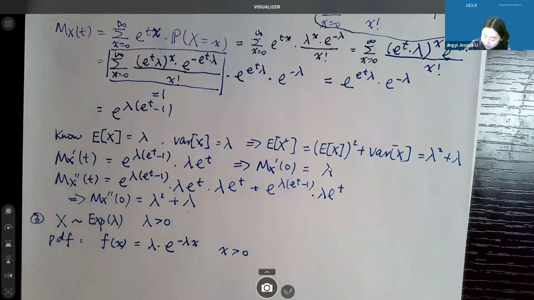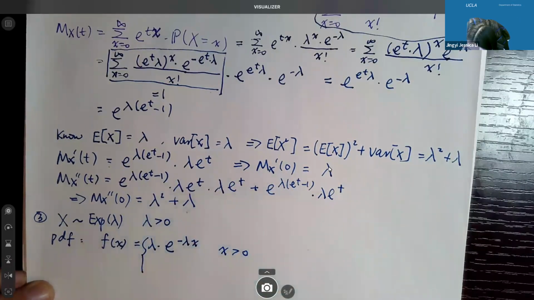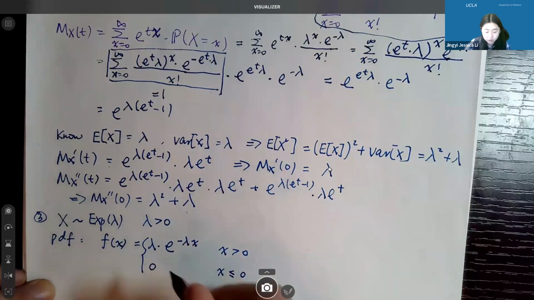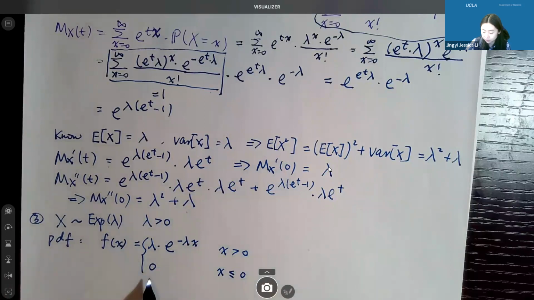Okay, and how about the negative part? So for x negative, actually, it's equal to 0. So the exponential function density has 0 in the negative part of the real line. Density has 0, but for the positive part, that's it.